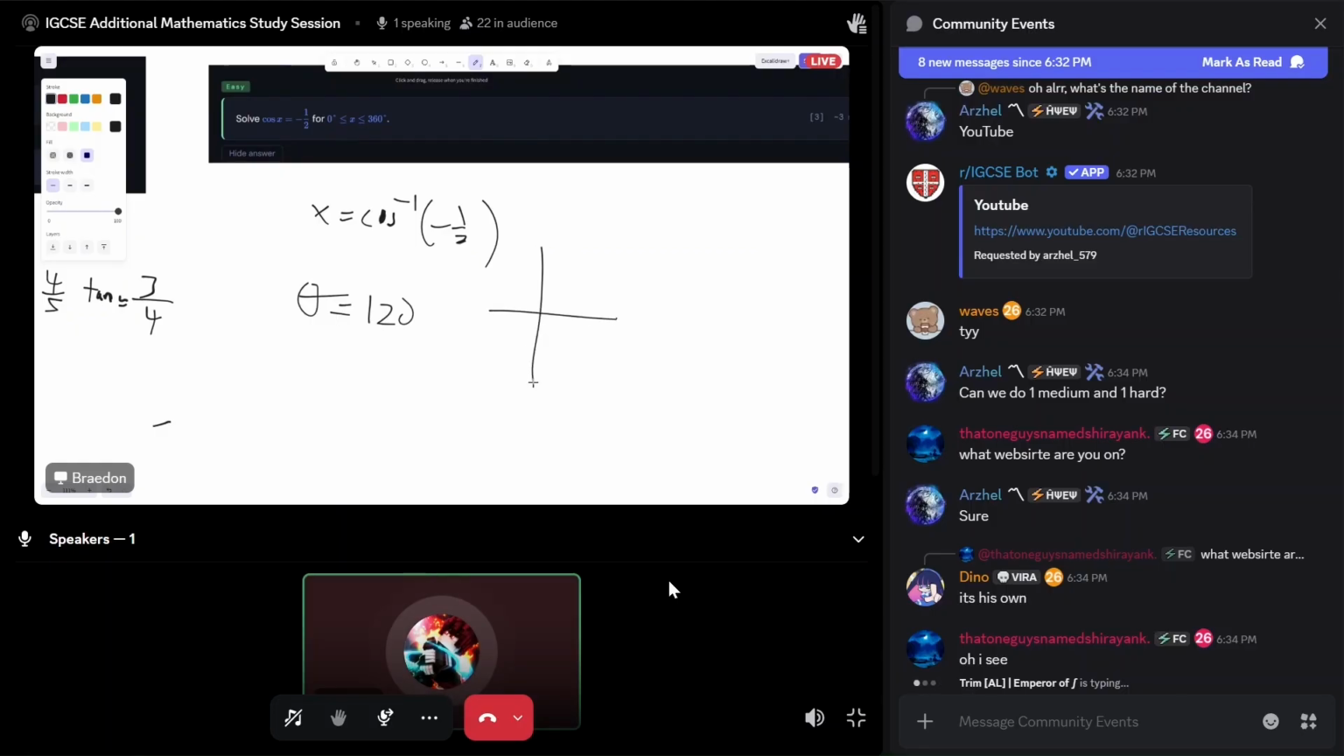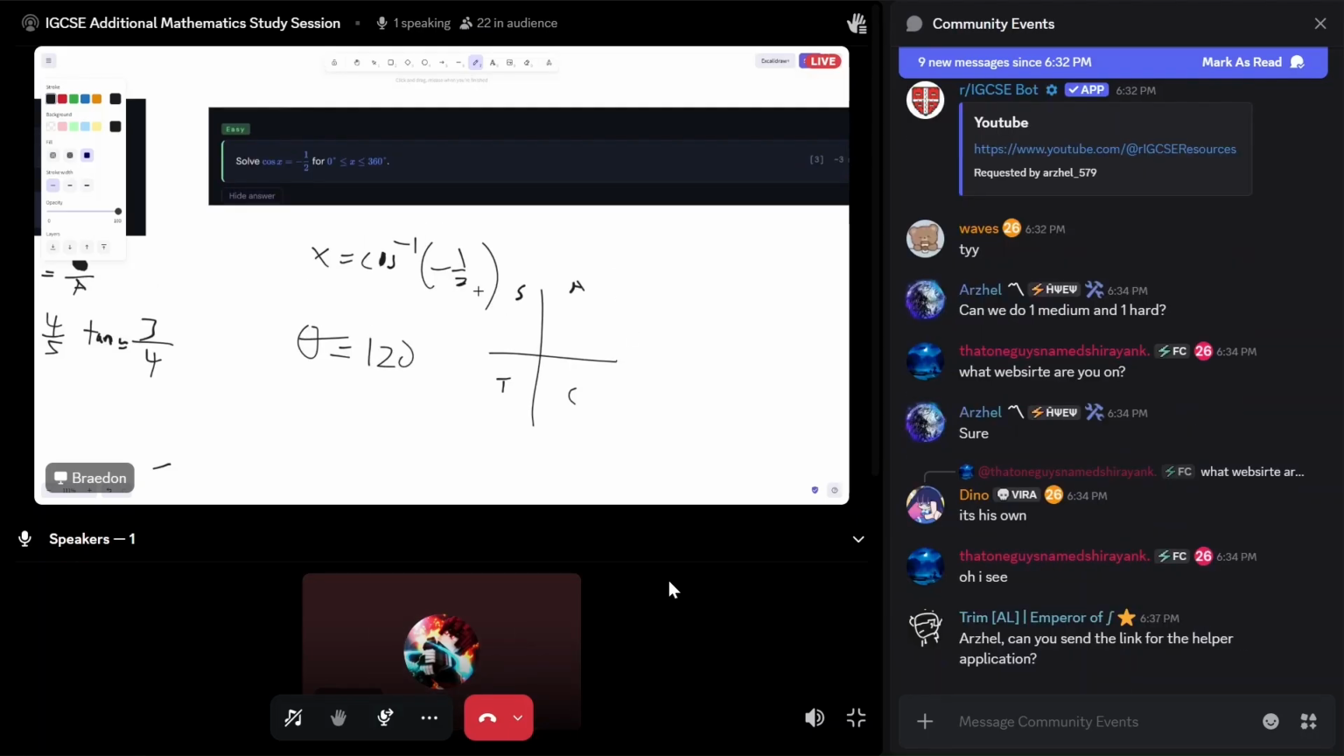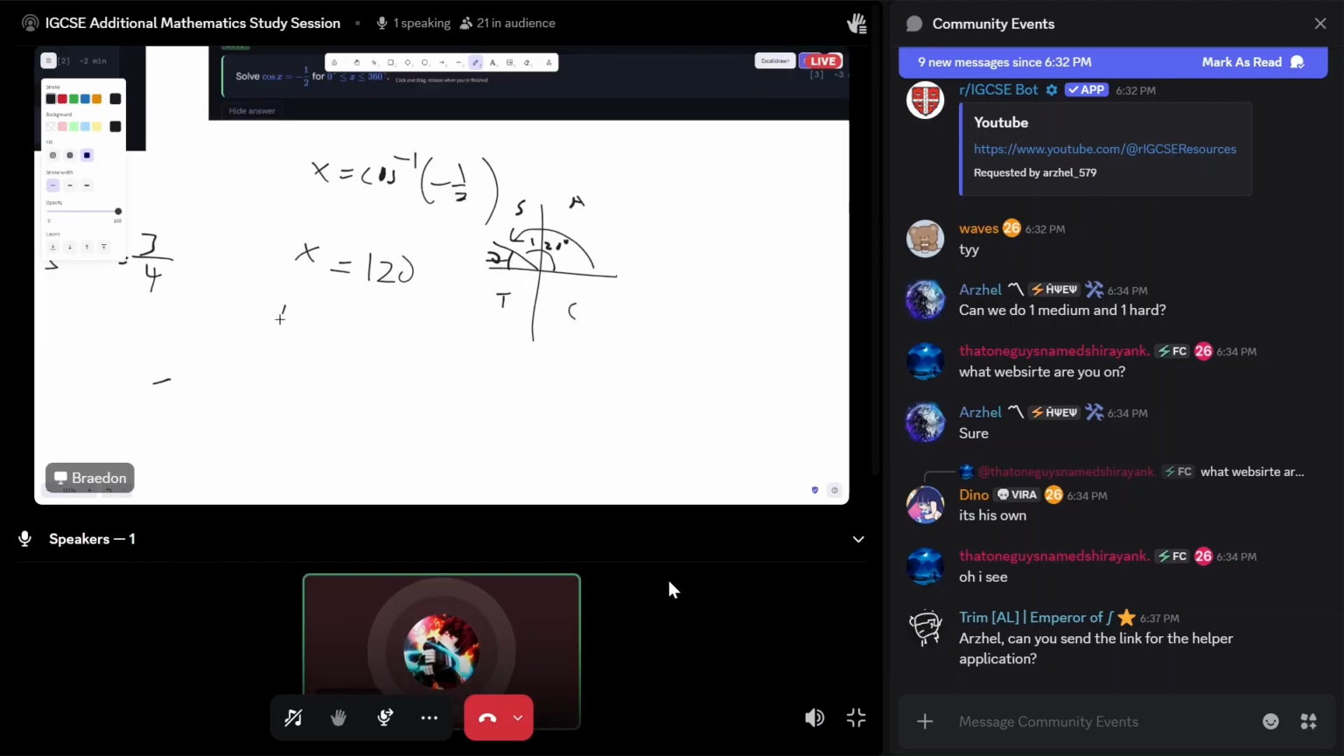So let's draw the ASTC. Here. So actually this is in 120, right? This angle is 120 here. So technically I'm wrong. This is not the principal value. So how to find the principal value for this is this angle right here. Which is 180 minus 120 equals 60.